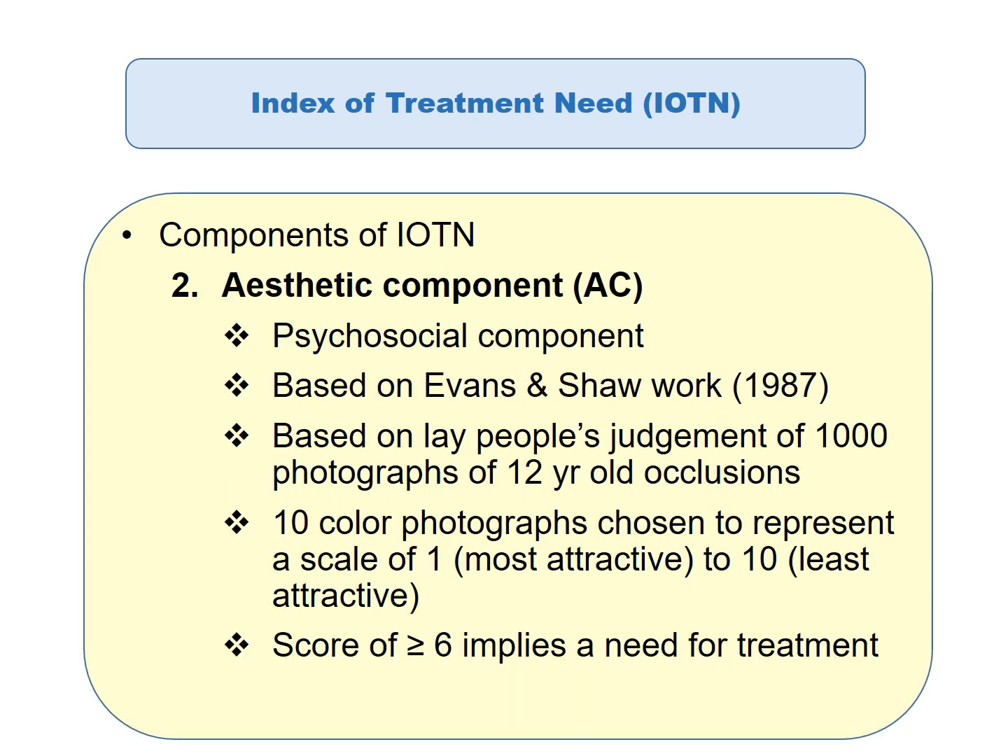Now the second component of the IOTN is the aesthetic component or AC. Now this is the psychosocial component of the index. It's based on Evans and Shaw's work in 1987. Now it is based on lay people's judgment of 1000 photographs of 12-year-old occlusions, and from these 1000 photographs, 10 color photographs are chosen to represent a scale of 1, or most attractive, to 10, or the least attractive. Now a score of more than or equal to 6 implies a need for treatment based on the psychosocial perception.